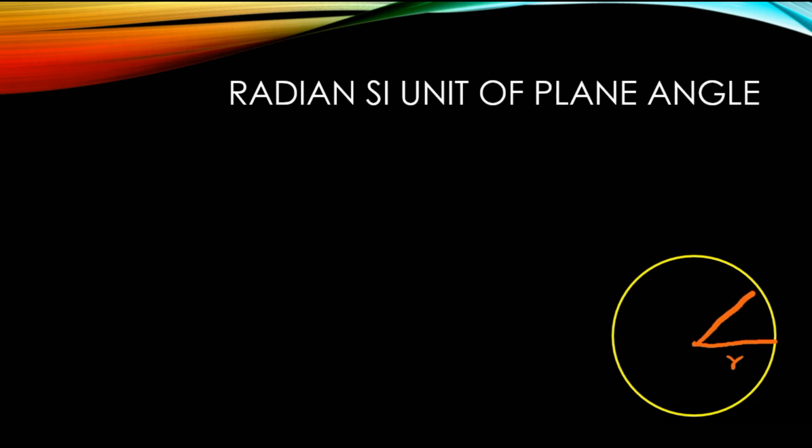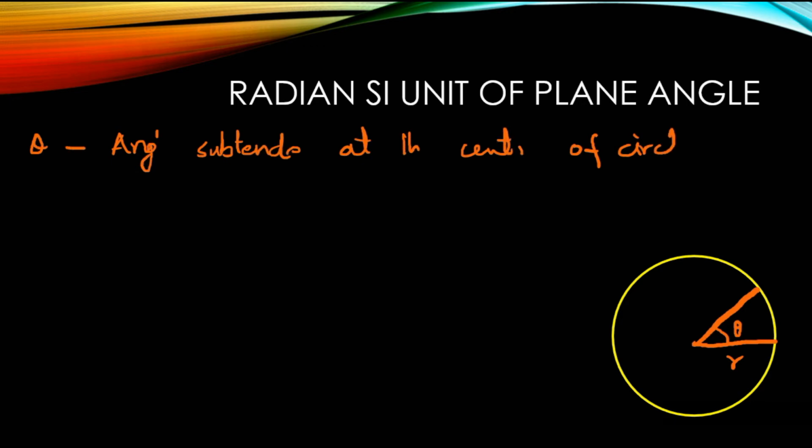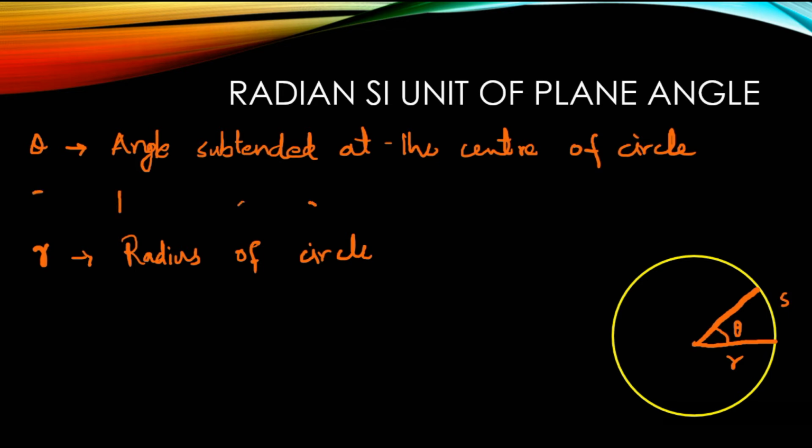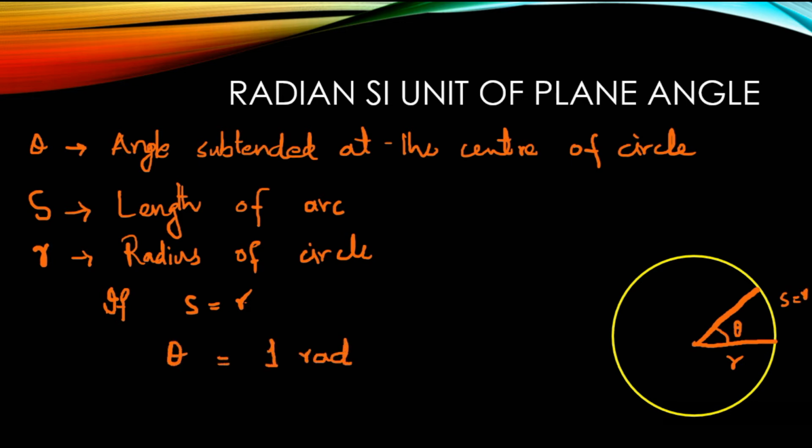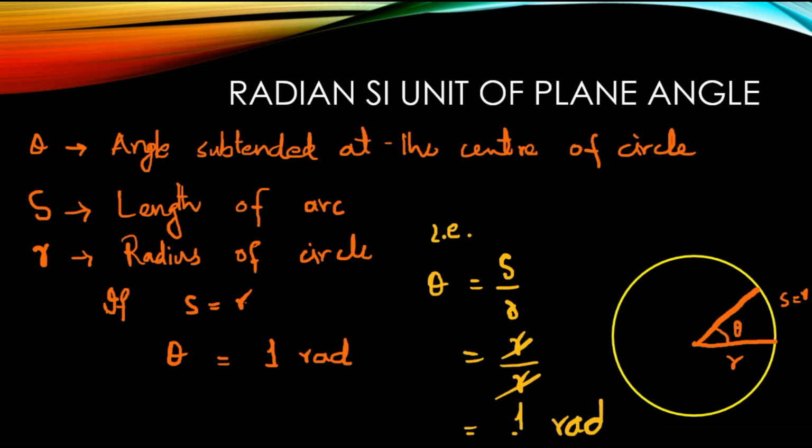Again, we are considering s equals r theta, where theta is the angle subtended at the center of the circle, r is the radius of the circle, and finally s is the length of the arc. So we may define radian as: if the length of the arc becomes equal to the radius of the circle, then the angle subtended at the center of the circle is 1 radian. That is, as we know theta is s by r, the ratio between s and r. When s becomes equal to r and r cancels out, we get 1 radian.